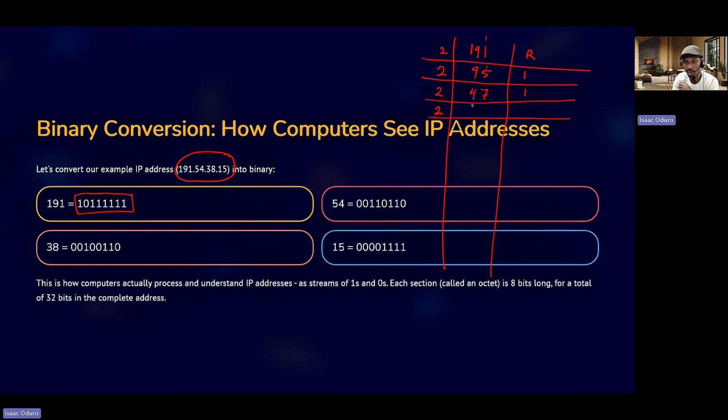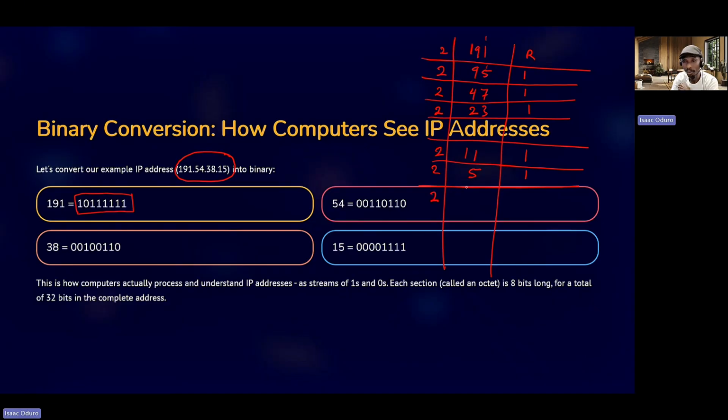2 goes into 47. 2 goes into 4 is 2. 2 goes into 7 is 3, which is 6. Remainder 1. 47 divided by 2 is 23, remainder 1. The next one, 23 divided by 2. What do we get? 2 goes into 2 is 1. 2 goes into 3 is also 1. Then remainder what? 1. Then we still divide. We have 11. 11 divided by 2, we are going to get 5. Remainder what? 1.